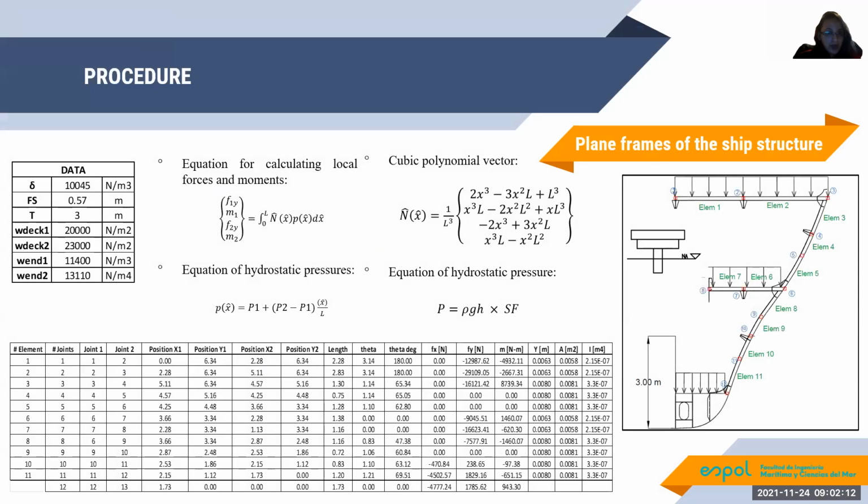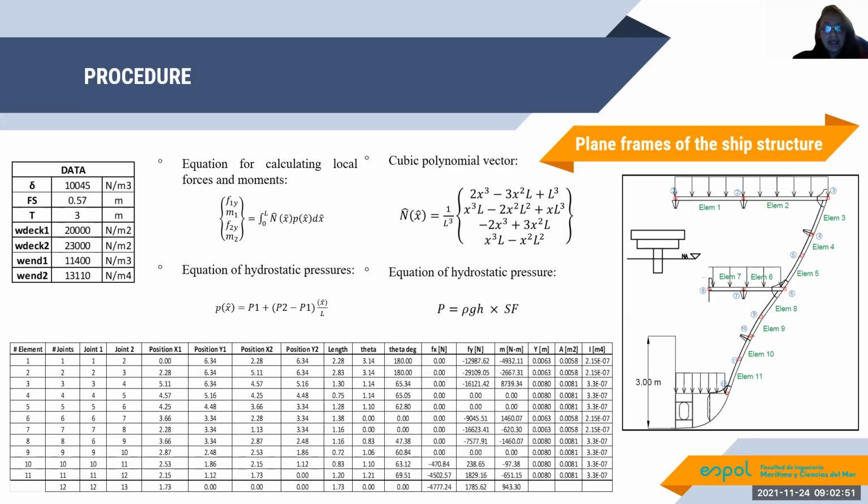The procedure. For the analysis of a frame of a ship, we start by discretizing the structure. We determine the number of elements and joints, and additionally the position in which each joint is located. With the characteristics of each element, we calculate the area, inertia, neutral axis, angle, and others. In the structure, each element is composed of three parts. We have a tin pin, and on top of the tin pin is the interdeck plate.